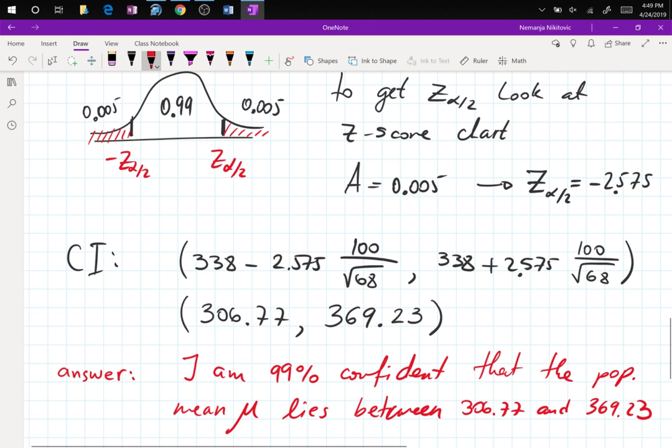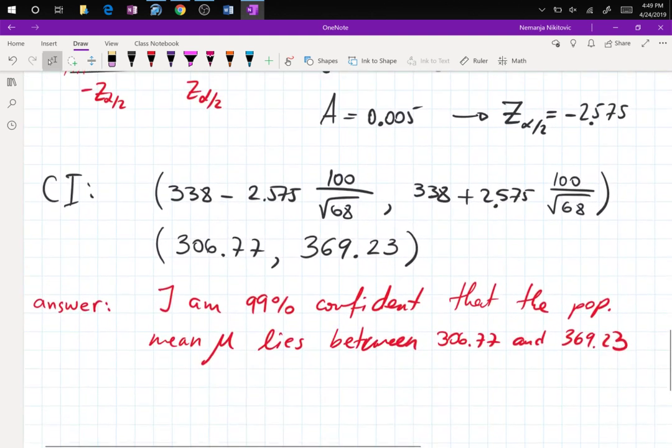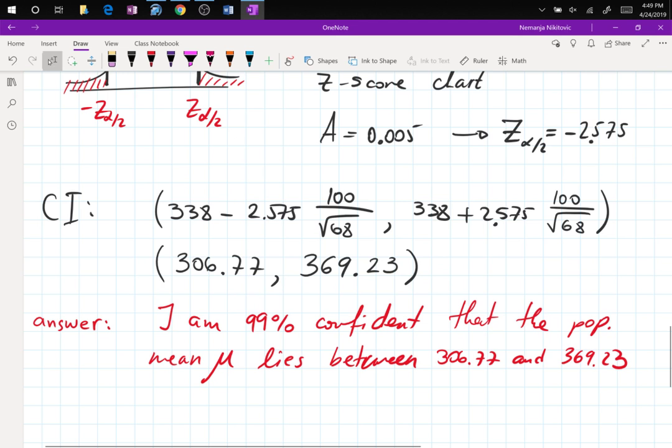So there is this battle between the two. Let me write both of these numbers on the board. So we have 314, I'm just going to use the whole numbers, 314 to 361. And that was at 95% confidence. And now you are more confident at 99%. Let's round it to 307 and 369.